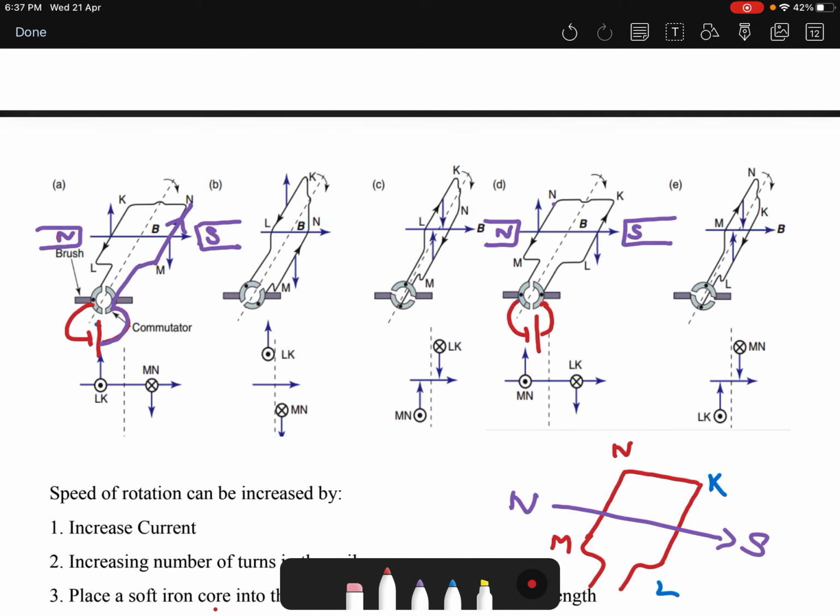If you use your Fleming's left hand rule, you'll notice that the direction of your force, your thumb, is in the downward direction. And the current will continue flowing from K to L. Using your Fleming's left hand rule, the direction of your force is upward, so it will rotate in the clockwise direction. After rotating, it will go to orientation B, orientation C. Then next we will look at diagram D.